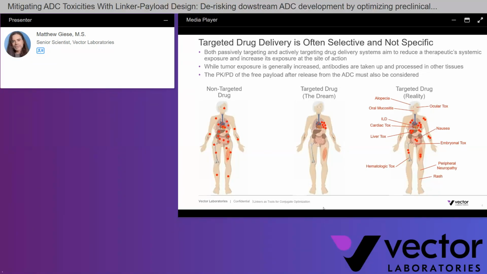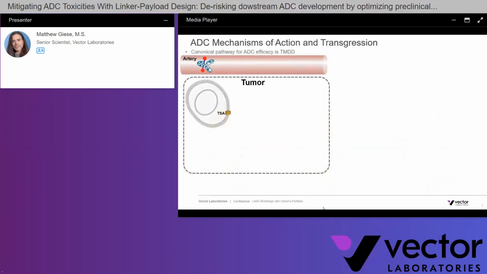So let's review the underlying mechanisms of ADC internalization and payload release. So first, this is the typical MOA given for an ADC. You have the conjugate, the tumor, and its target on the tumor cell surface. The ADC is administered via IV. It extravasates from circulation, diffuses through the tumor, and reaches its target on the tumor cell surface. After binding, it undergoes internalization and trafficking through the endolysosomal pathway.